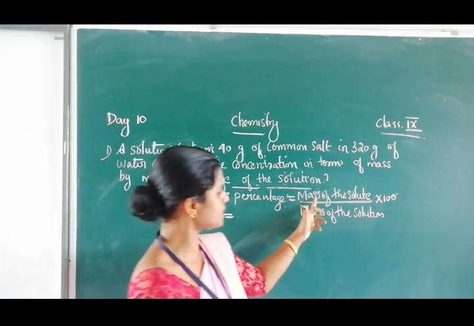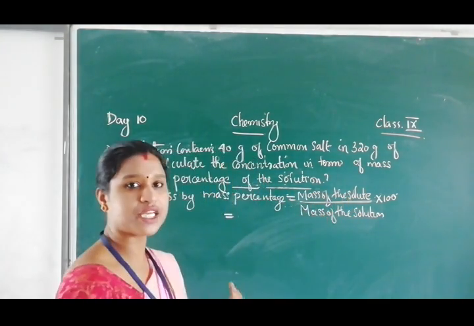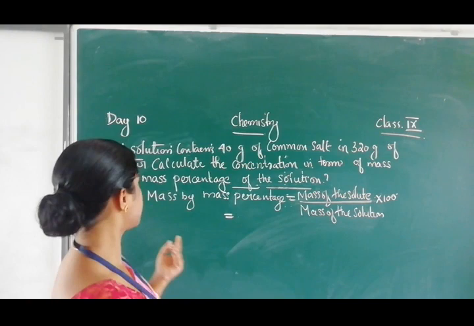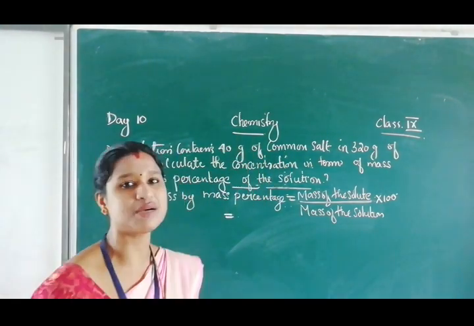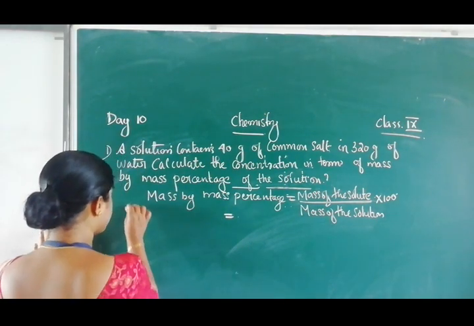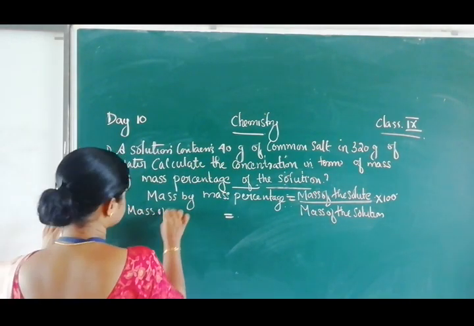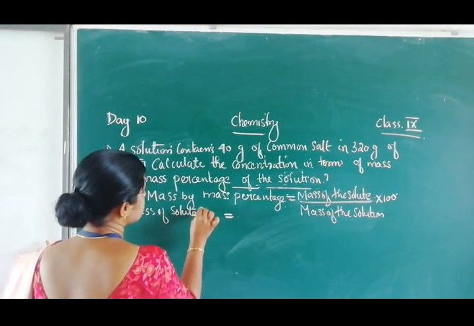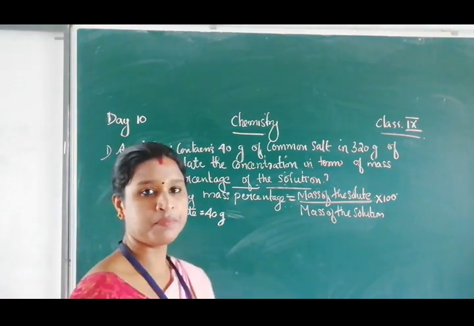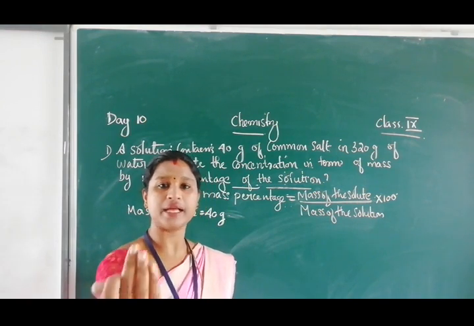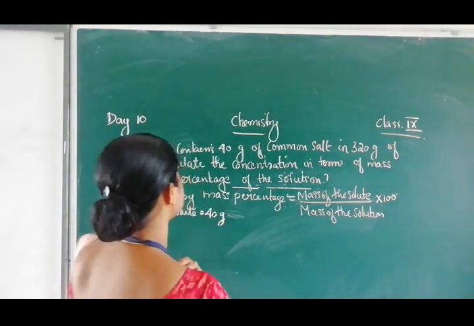First of all, it is the mass of the solute. Is it given in your question? Just check it out. A solution contains 40 gram of common salt. That is the mass of the solute. Just write it down over here. Mass of the solute equal to 40 gram. So read the question well and take out the quantities given in the question.